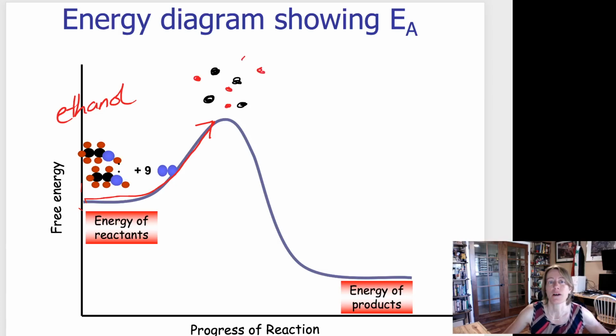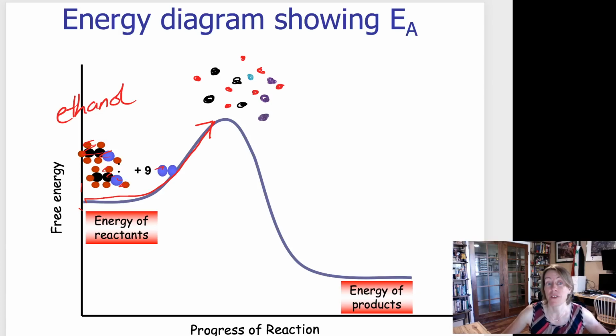I don't know how many there are. I'm probably not drawing enough. We need to draw some blue oxygens. That's not a very good blue, but what we're doing here is you put energy in to the reaction to break apart all these bonds. And here we are at the top of the curve.